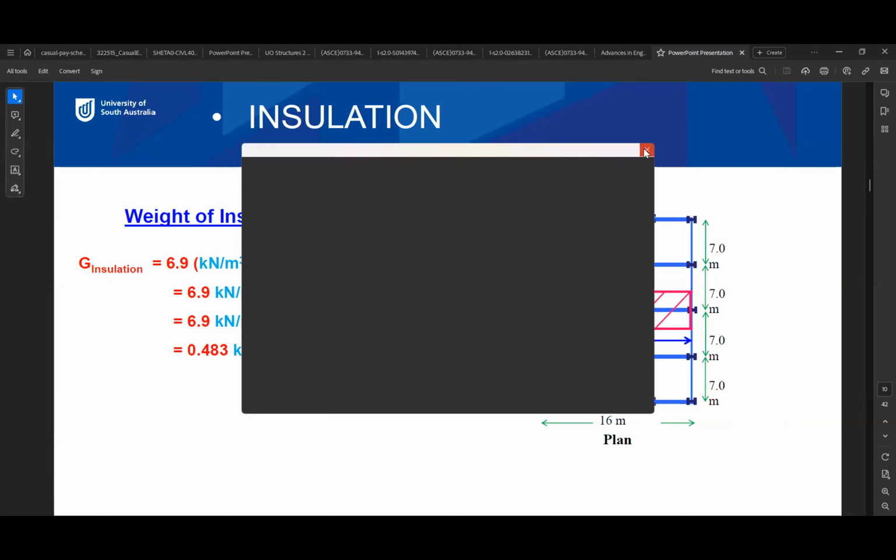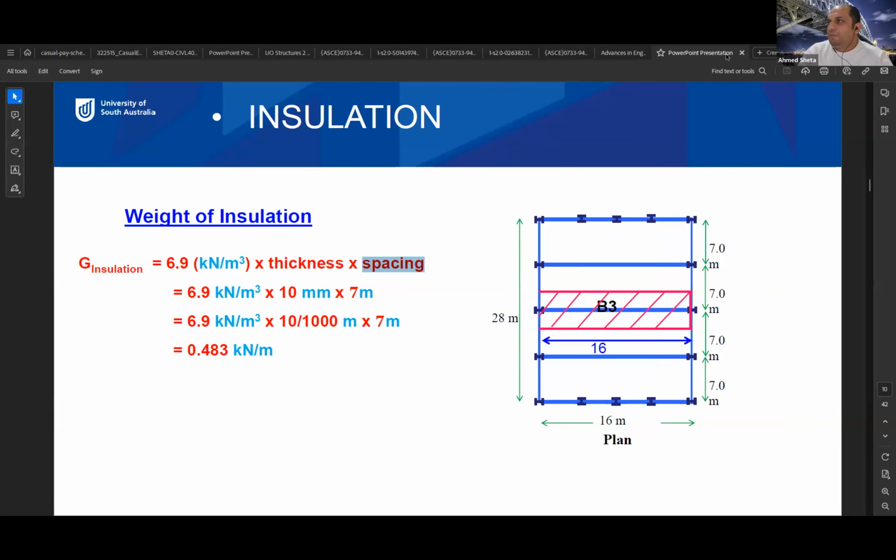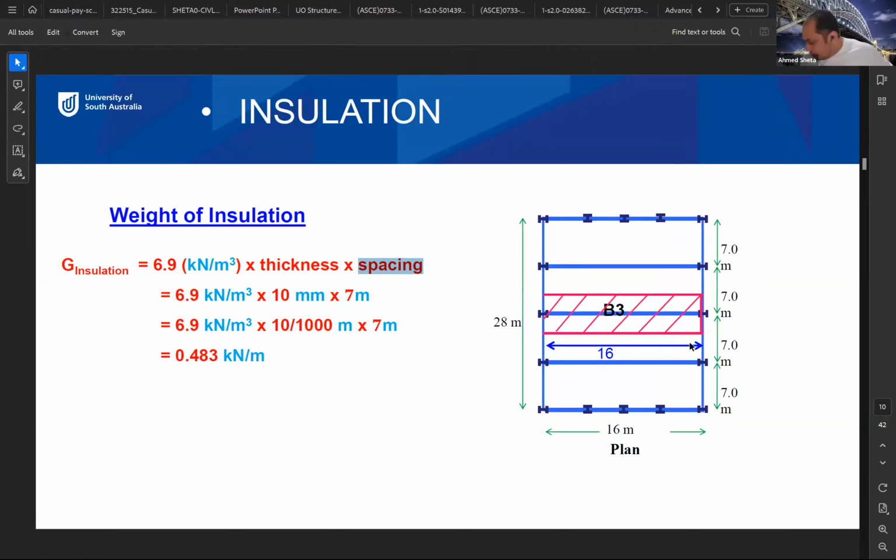We can change it to load width here, just to match with other things we have done. Can you still see my screen? Yes. So I will just replace it with load width.